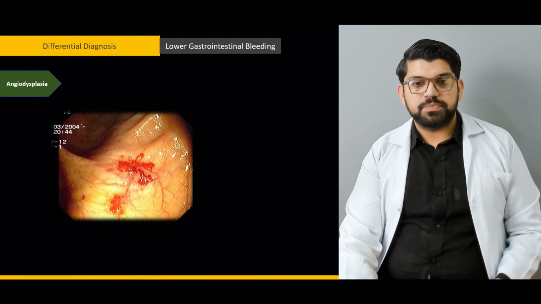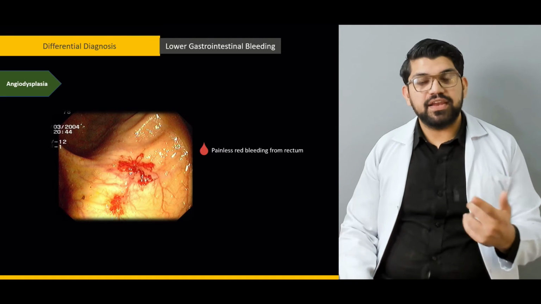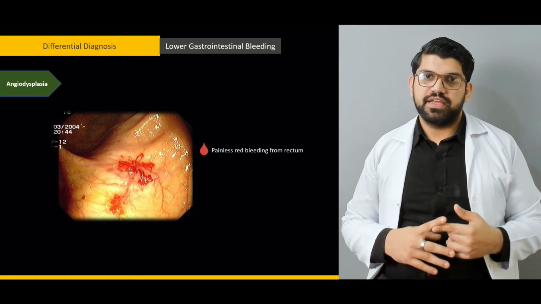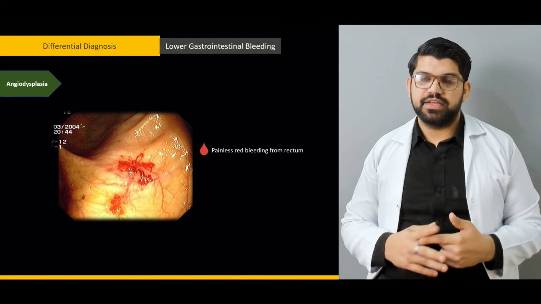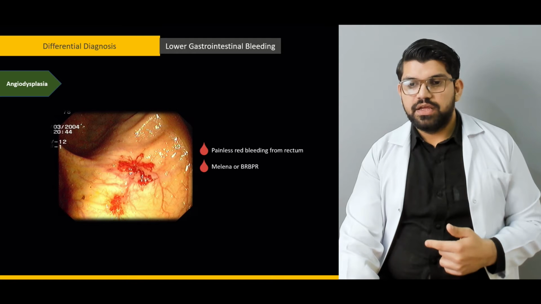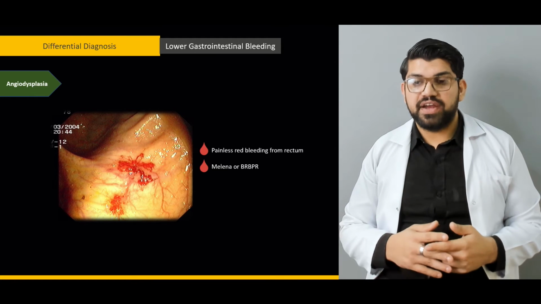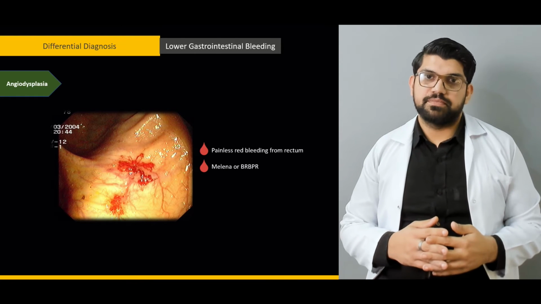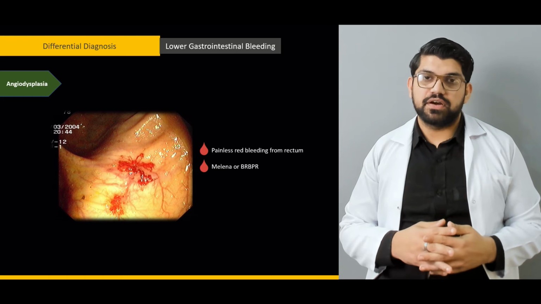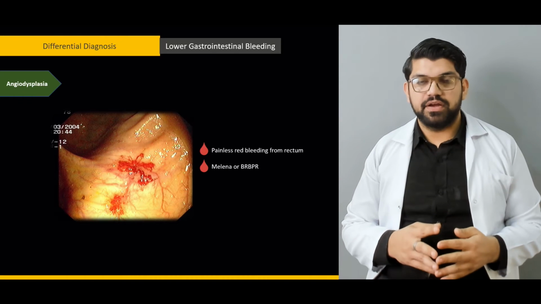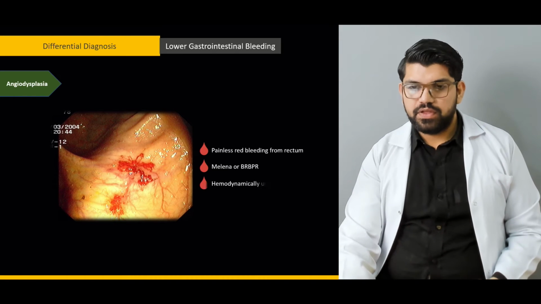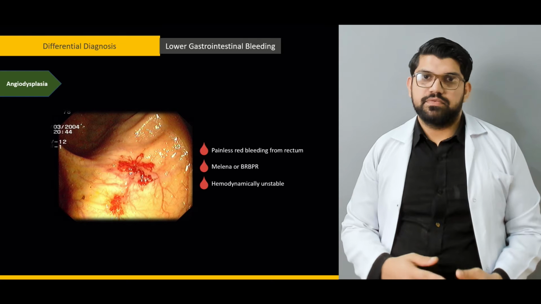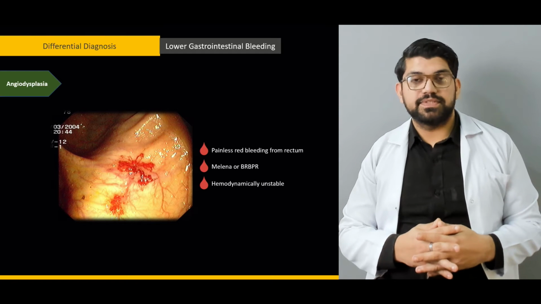So, angiodysplasia presents with painless per rectal bleeding. Painless per rectal bleeding. Melena or bright red blood per rectum, that's BRBPR. It's bright red blood per rectum. Angiodysplasia could be hemodynamically unstable.